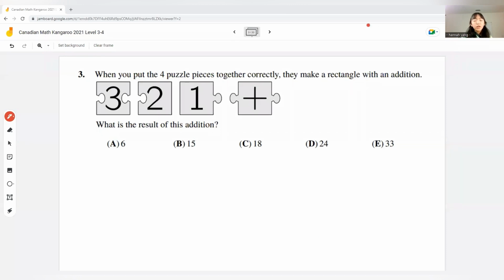Problem number 3. When you put the 4 puzzle pieces together correctly, they make a rectangle with an addition. What is the result of this addition? Here we can see that we have 4 puzzle-like pieces where there are 3 numbers and 1 sign. One thing we need to pay attention to is these little knobs on the edge. This indicates that they fit into these slots, and in this case, that would only work if it was between 3 and 2.